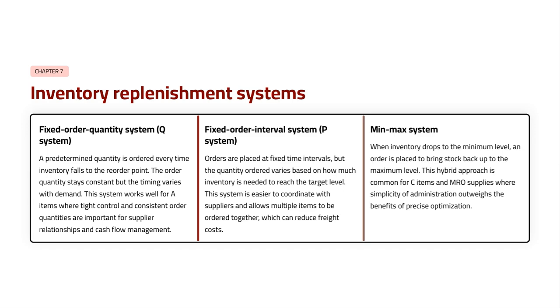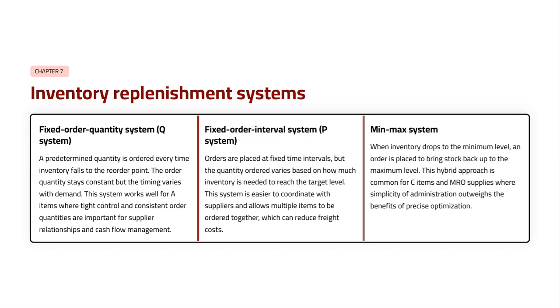Lastly, the min-max system blends the two. When inventory falls to a minimum level, an order raises stock back to the maximum level. This is a straightforward method often used for C items and MRO supplies, where ease of management takes priority over precise inventory optimization.